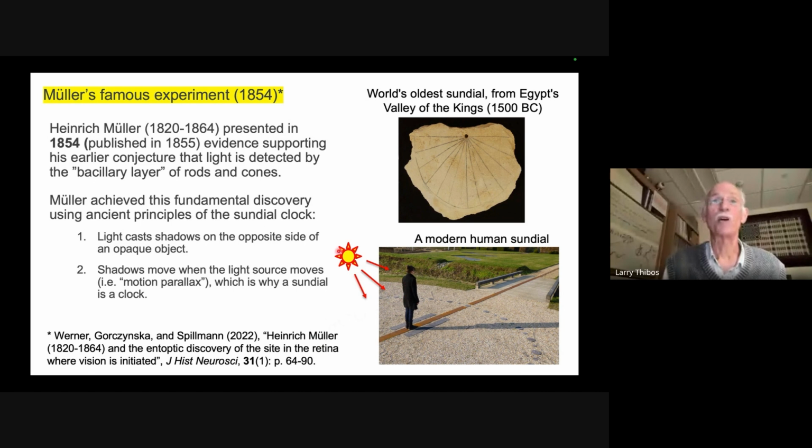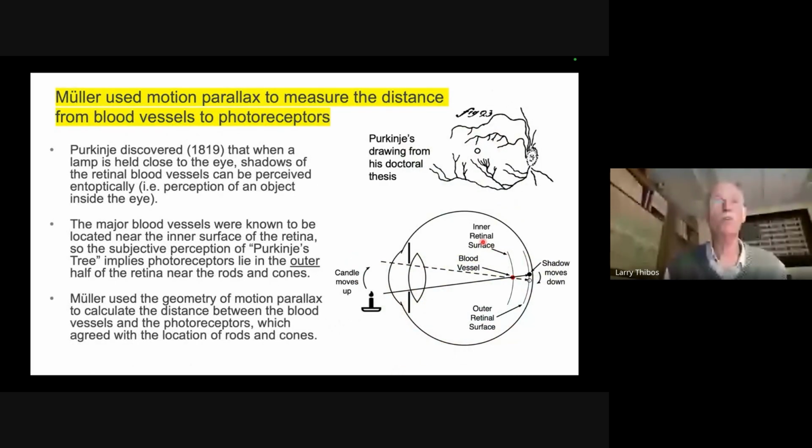A person stands here, the sun shines on them, and the shadow is cast on the opposite side of the sun. The second principle to know about is essentially motion parallax. That is, the shadow is going to move when the light source moves. And that's why the sundial can be a clock. When the sun moves, the shadow moves, and you can tell the time using the markers on the ground. Well, those are the two principles he's used, and here's how it worked.